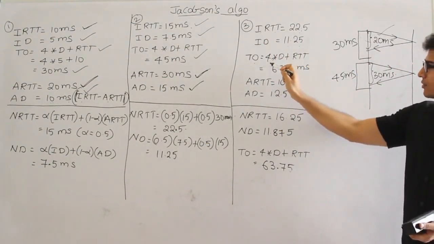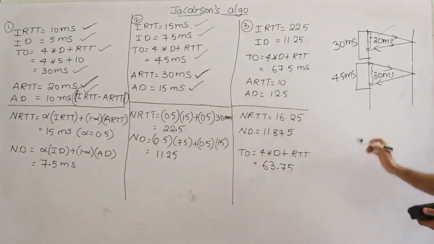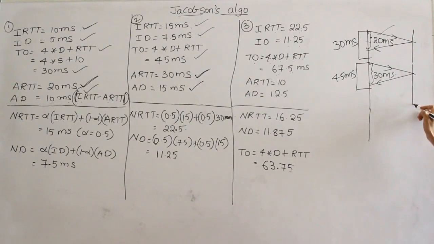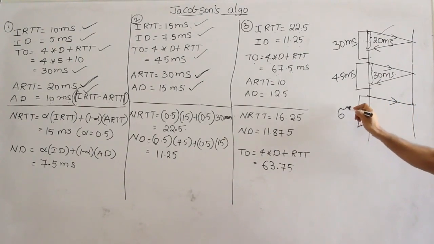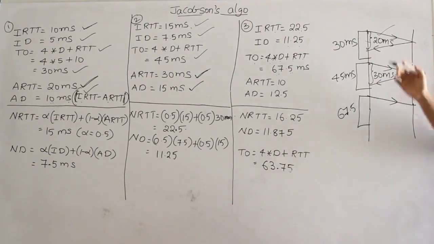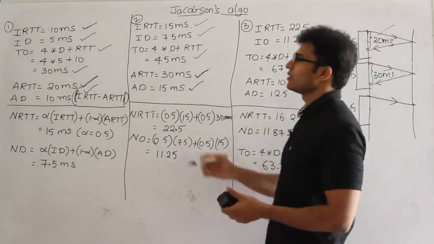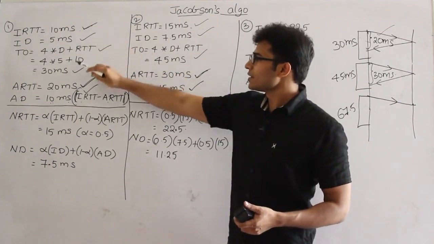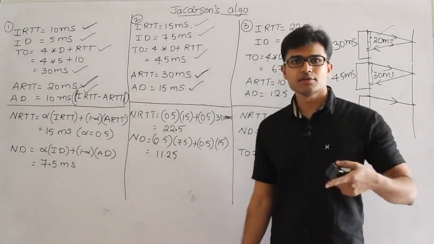Therefore timeout is going to be 4 into deviation plus RTT, and I found it out to be 67.5, which means when you are sending the third segment, the timeout has to be 67.5 milliseconds. Now just observe it. It is showing a gradual increase because initially I expected that it would come in 10 milliseconds, but it came in 20 milliseconds. It is showing an increase in the traffic.